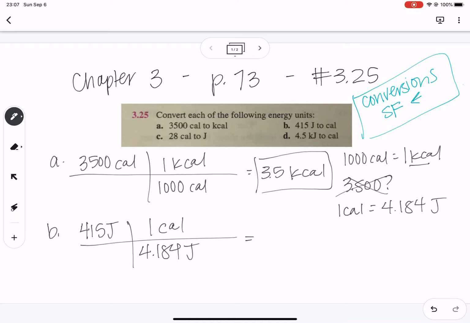You type that in and you would get 99.18. The problem with that is that because we started with 3 significant figures, our answer can only have 3 significant figures, and this one has 4. So we're going to convert that to 3 significant figures, which is 99.2 calories. Don't forget your unit.